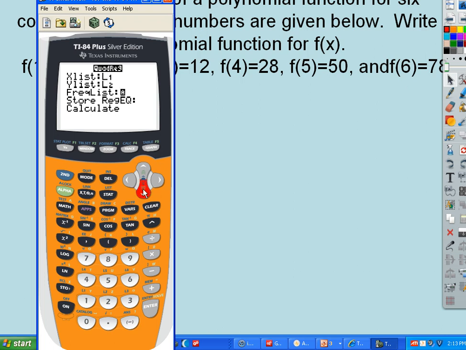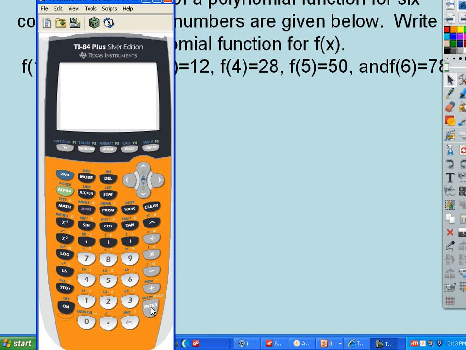Okay, if I go down, and I'm going to store it. Store it as y1. Oh, sorry. Nope. What did I do wrong? Calculate. Oh, I know what I did. I got to store it. Oh, yeah, I go alpha F4. Store it as y1. Calculate. And look what happens.